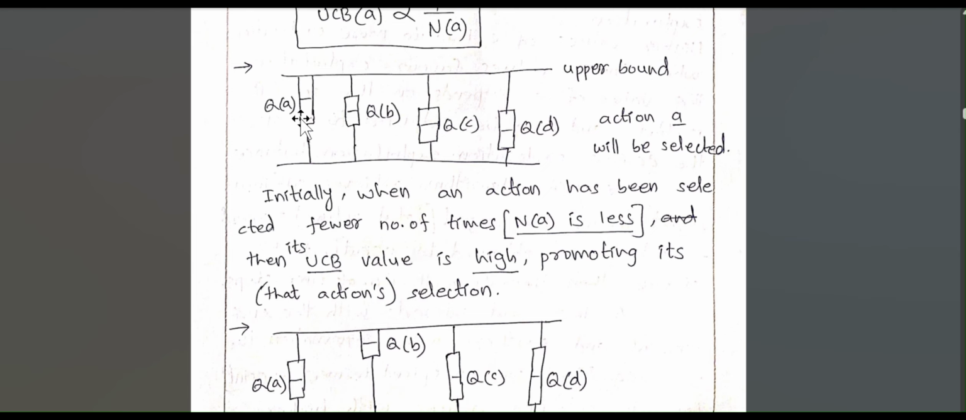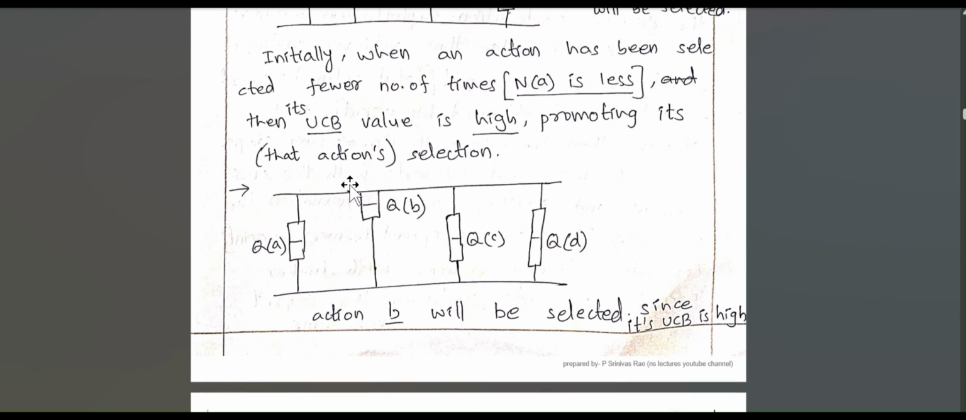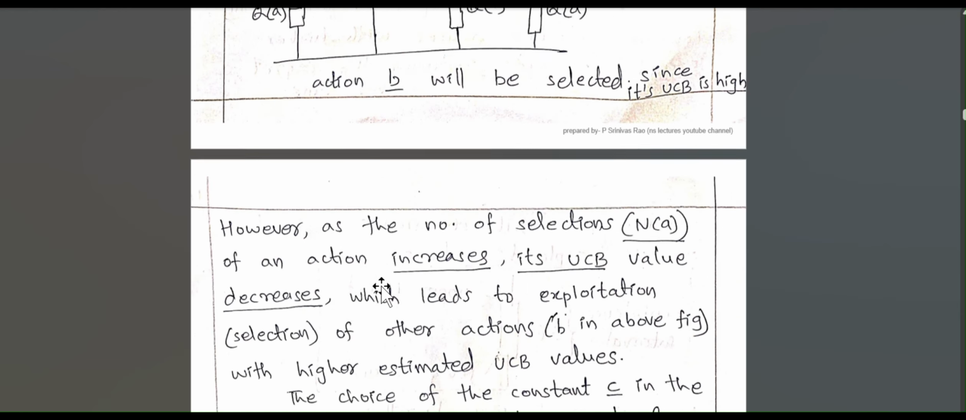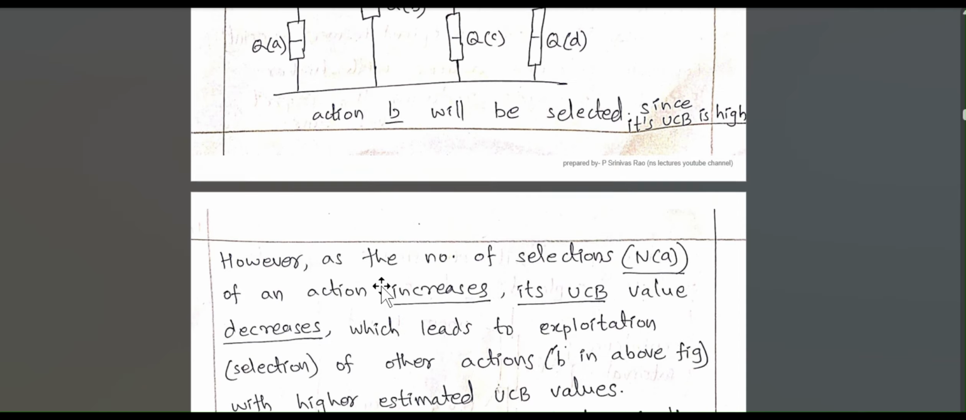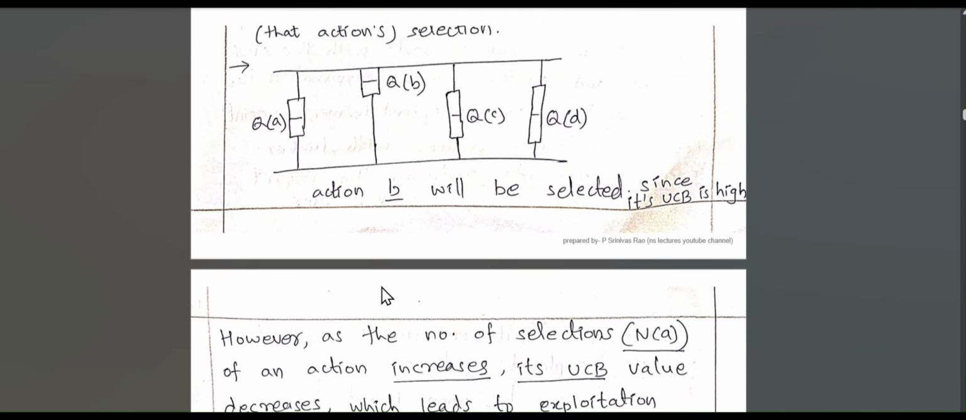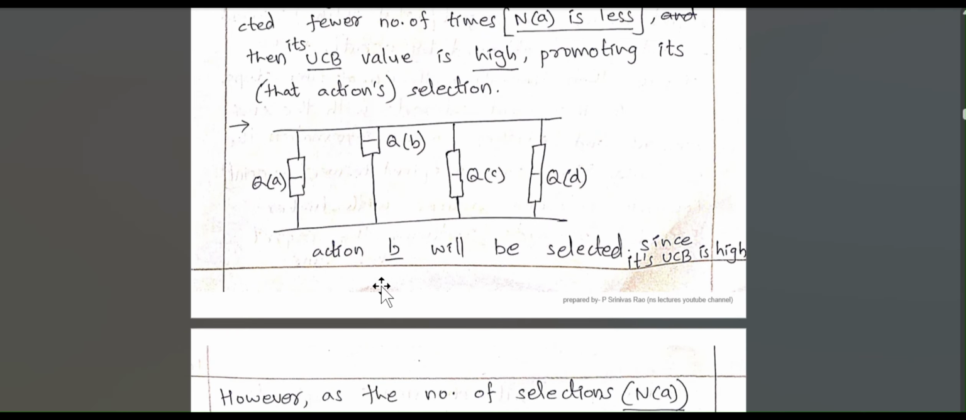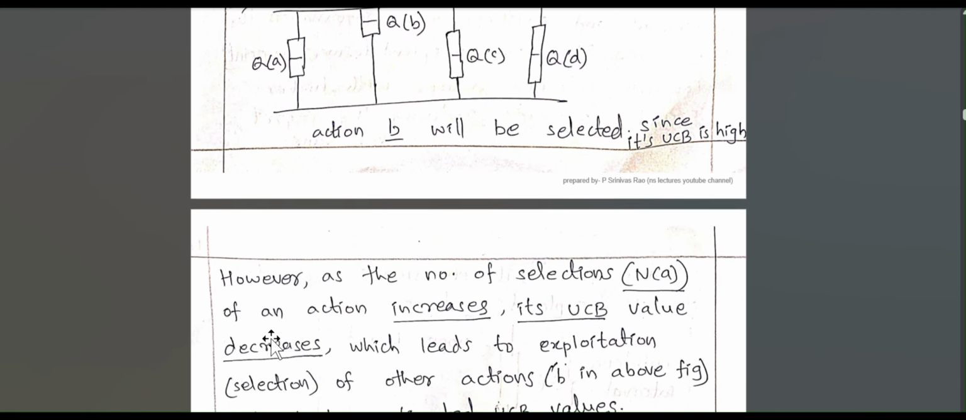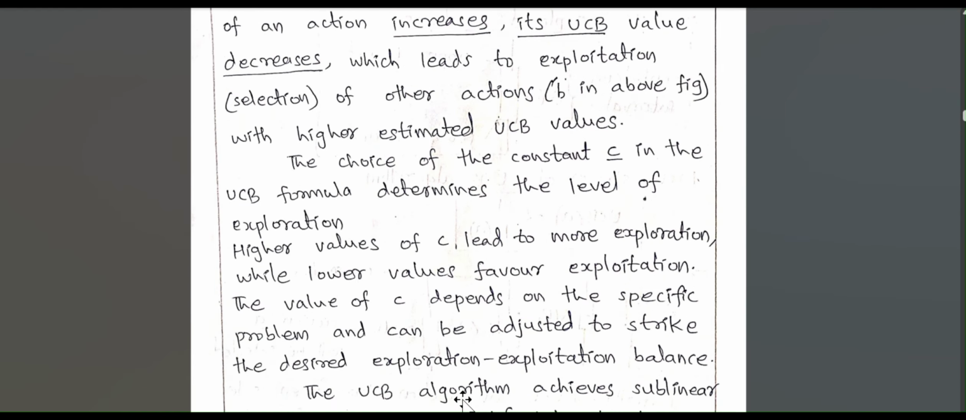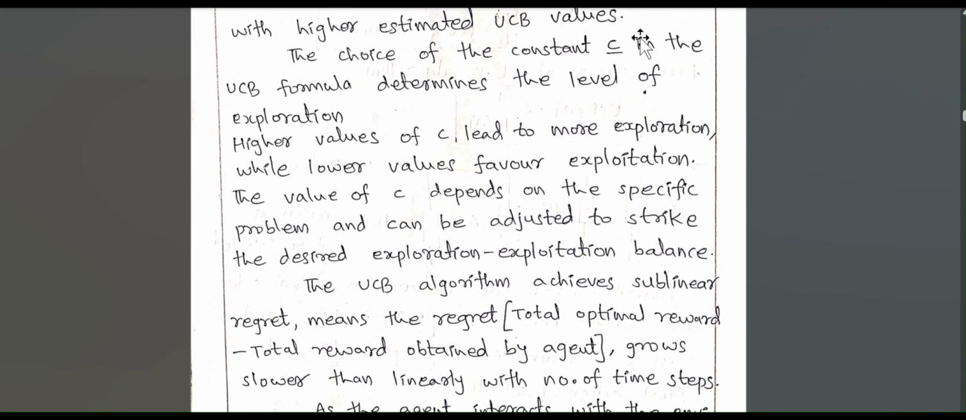As I already said, in this diagram Q of A is selected because it has the highest upper bound, and here Q of B is selected. It says that as the number of times an action is selected increases, the UCB value decreases, which leads to exploration of other actions. And then the choice of the constant.